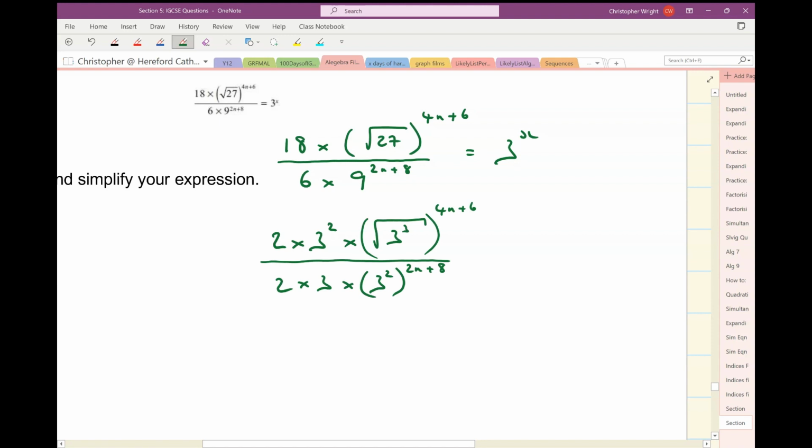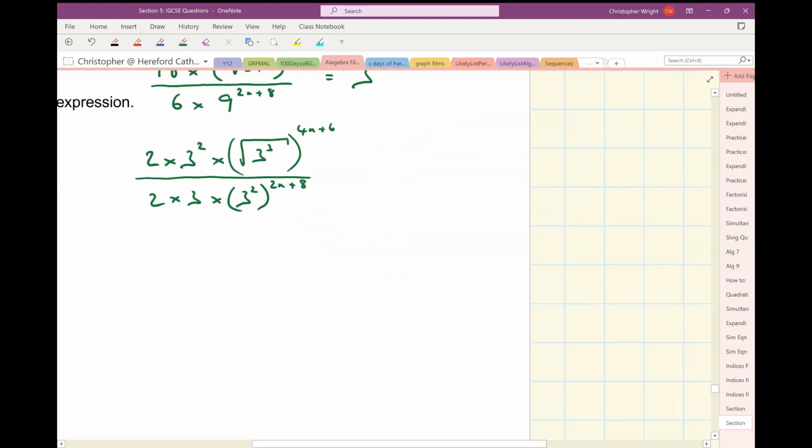Right, what shall I do next? Oh, well, I can divide top and bottom by 2. So that's easily done. I really dislike crossing out, but never mind. I've divided top and bottom by 2. I'm going to leave the 3s as they are. I know I could do some further simplification, but I'm not going to. So on the top, I've got 3 squared.